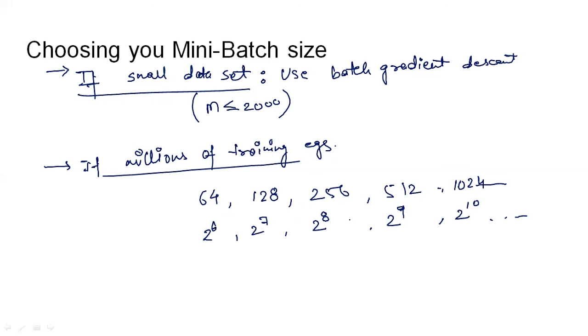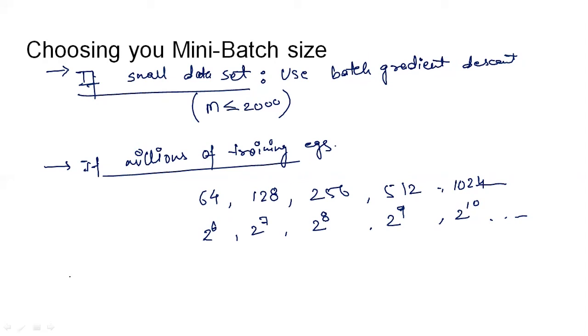Why powers of 2? Because it has been researched and analyzed that our memory is arranged in powers of 2. If you use the size of the mini batches in powers of 2, then it would generally give very effective results, and the algorithm would perform much faster.